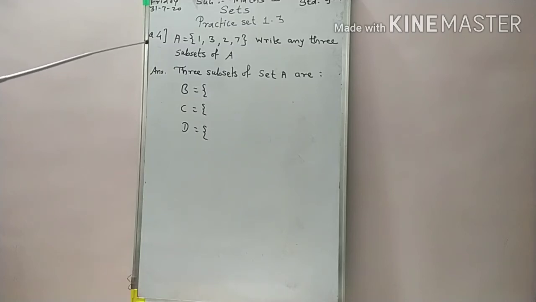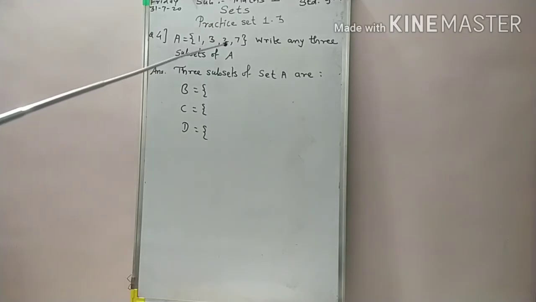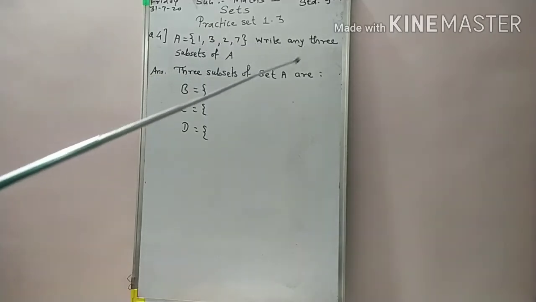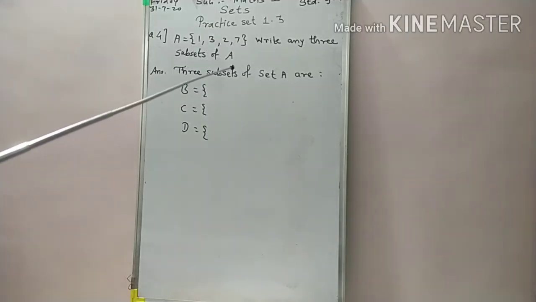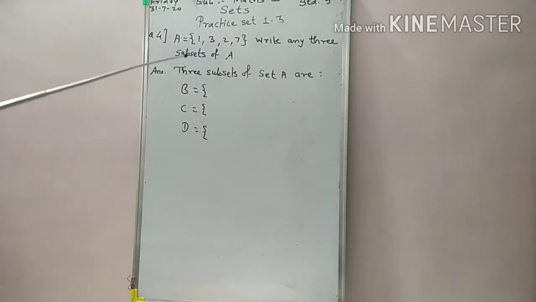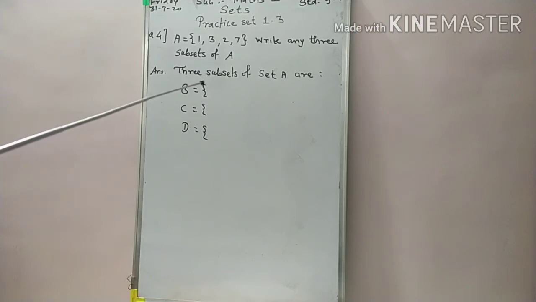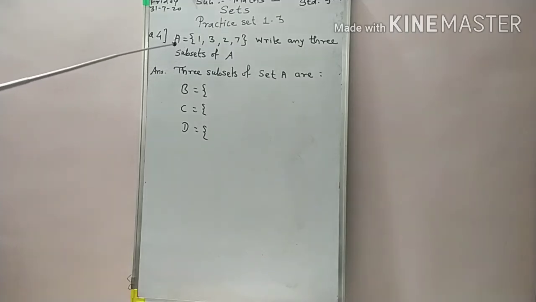So to start with the fourth example, set A has the elements 1, 3, 2, 7. The question is: write any three subsets of set A. So using these elements, you have to write subsets. What does subset mean? The elements that are in that particular set A. So we write down these three subsets. Just notice over the board.